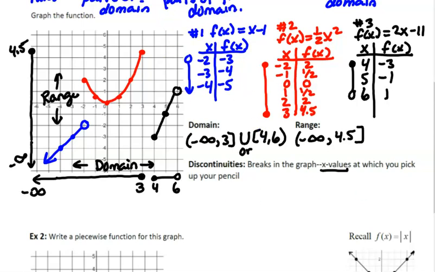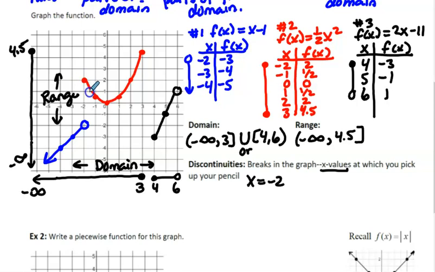So let's make a little pencil here. So here's my little pencil. So I'm drawing the graph, I get to this point and I have to pick up my pencil and move it over here. So there's a break in the graph at x equals negative 2.